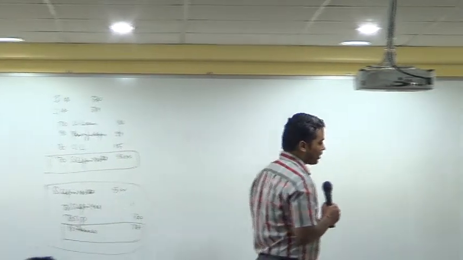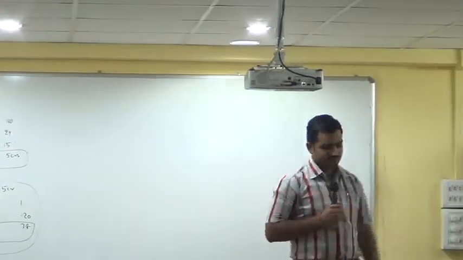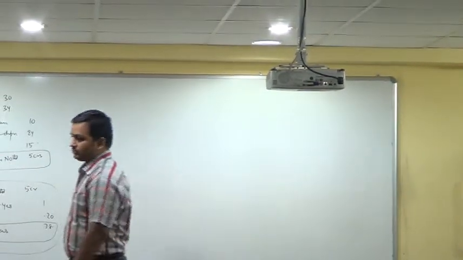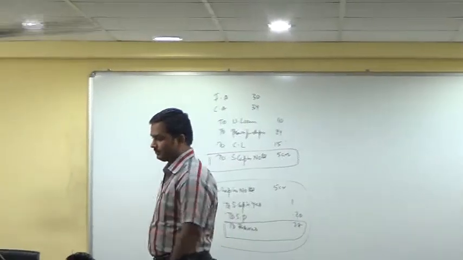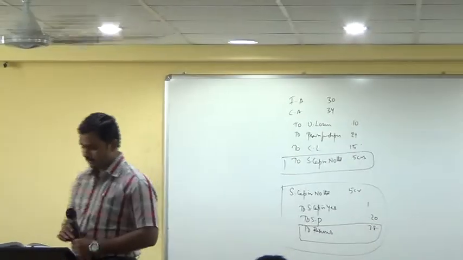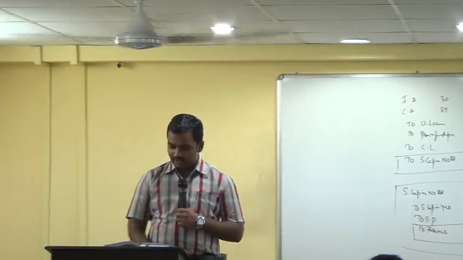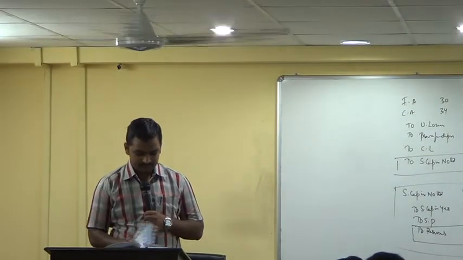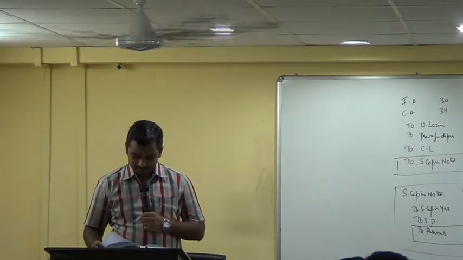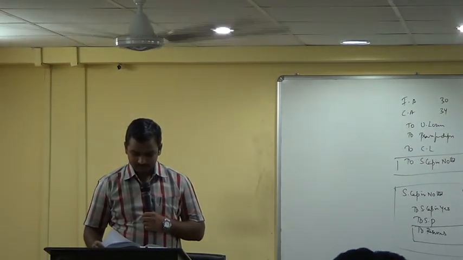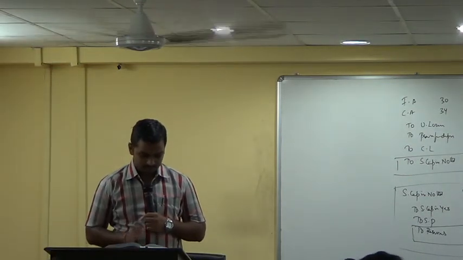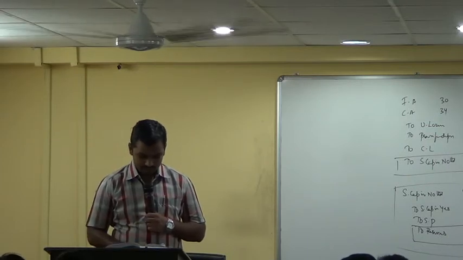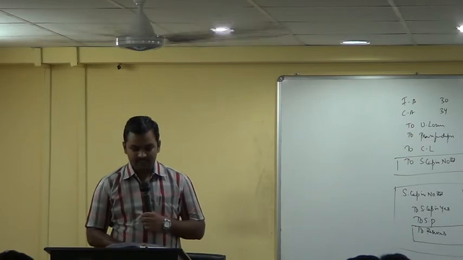Profit and loss account debit to stock account 1 lakh rupees. That's it. So these are the entries we have to pass in the books of the purchasing company. Let us see problem number 13.